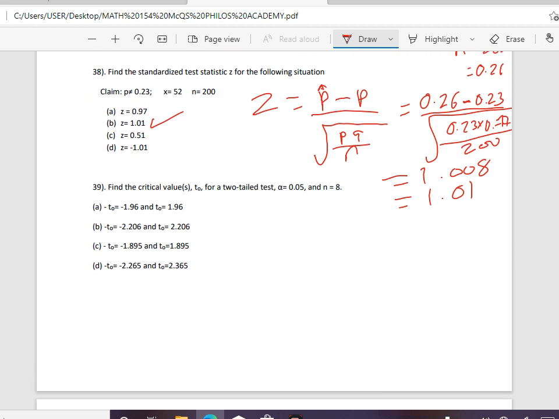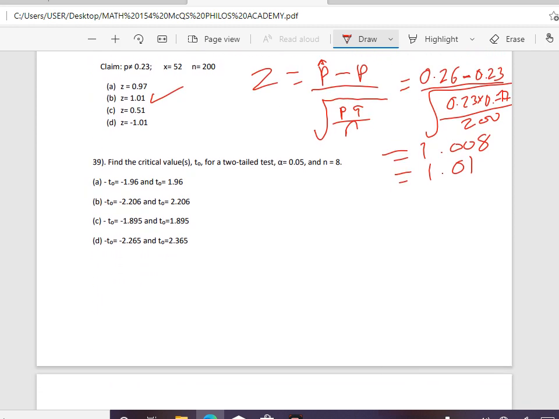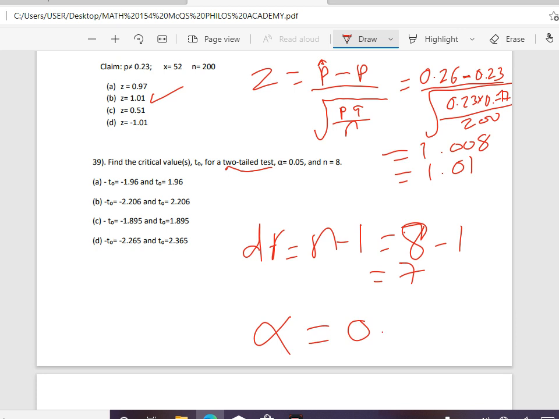Then let's see question 39. It says find the critical values for a two-tailed test where alpha is 0.05 and n is equal to 8. So to do that, you find degree of freedom. Degree of freedom is n minus 1, which is 8 minus 1, that is 7. After getting it, please take note, they said two-tailed test. Now what's our alpha? Our alpha is 0.05.